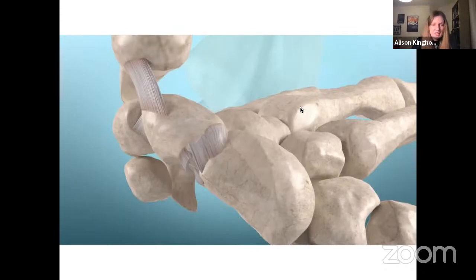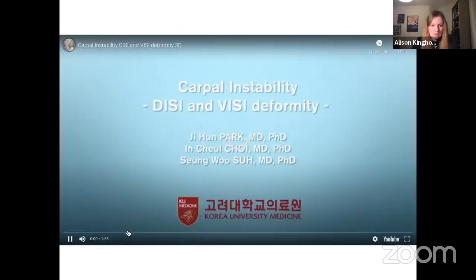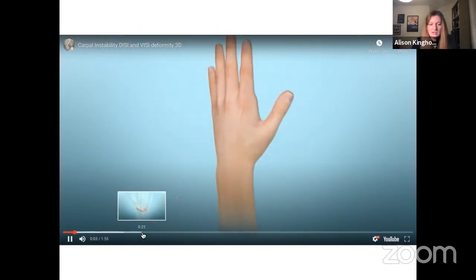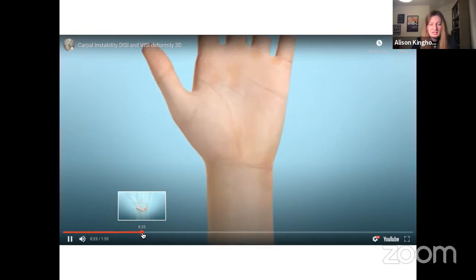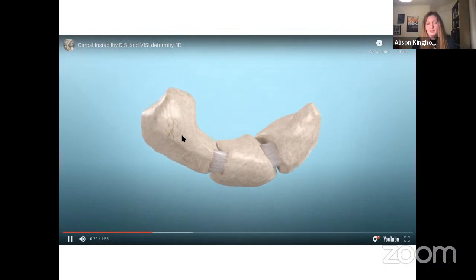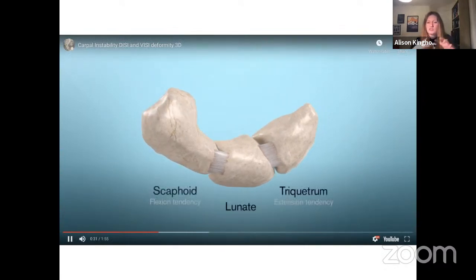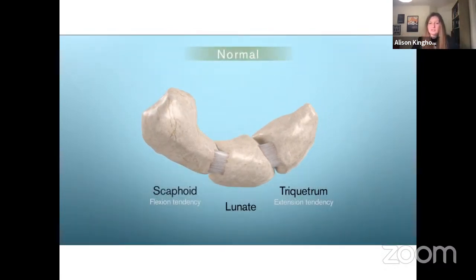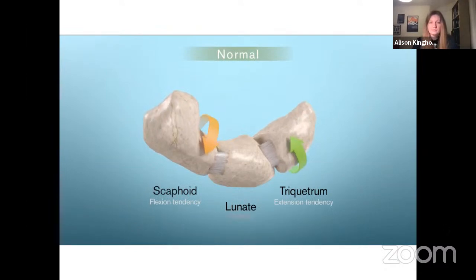And what I've got here is a slightly more high fidelity way of looking at the same thing. So hopefully this will work nicely. We'll skip forward to about there. It shows you the proximal row with the scaphoid, the lunate and the triquetrum, with those inbuilt tendencies producing the torsional stress.